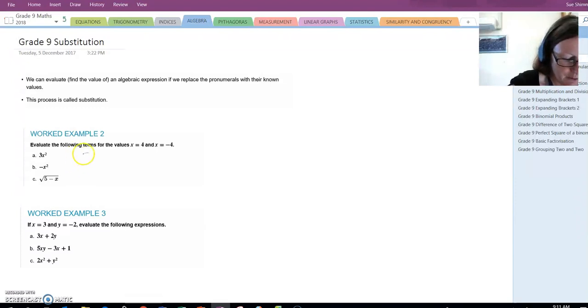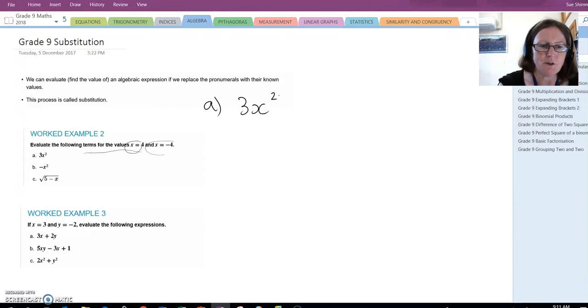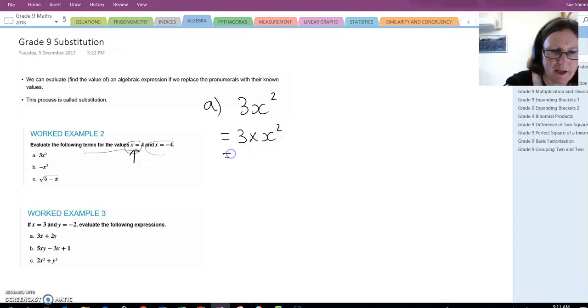Let's look here. Evaluate the following terms if x is equal to 4 and if x is equal to negative 4. So 3x squared. It asks us to evaluate, so we substitute. In the first case, instead of x, we write 4. So this is 3 times x squared, except x is 4. What I've done is substituted x, I've put in 4. We then go 4 squared is 16. So 3 times 16 is 48.